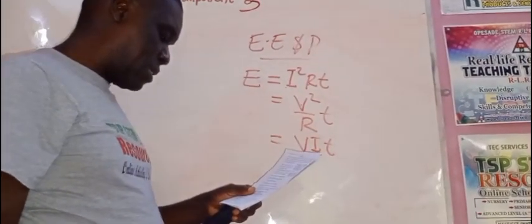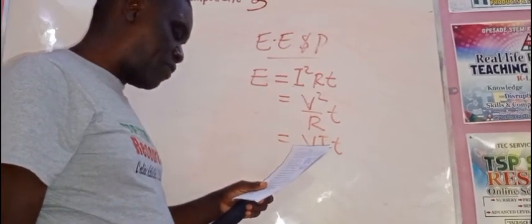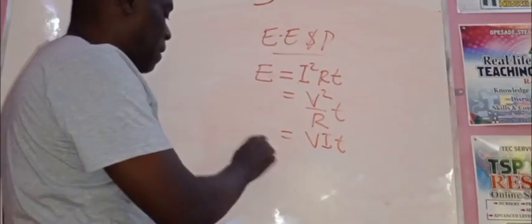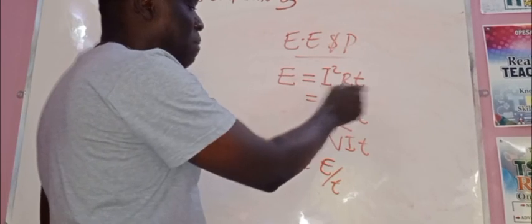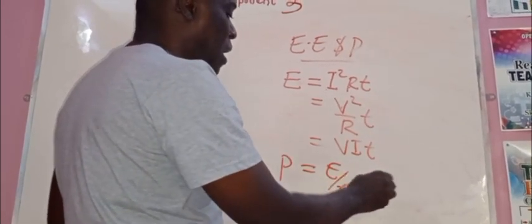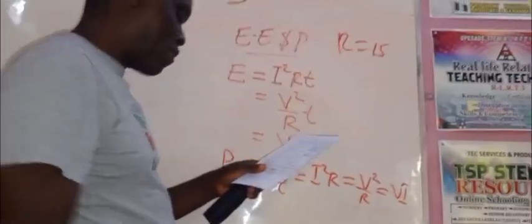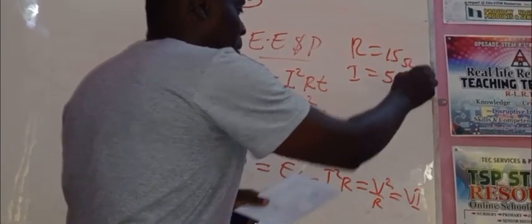So they are asking us to find the heat in joules produced in an electric coil of resistance 15 ohm when a current of 5 ampere flows through. If it is power, power is energy over what? Time. It means all this T, if you divide by T, they will disappear. So power is I squared R, or V squared over R, or V times I. Now if you look at this question, we have resistance 15 ohms. We have current 5 ampere.